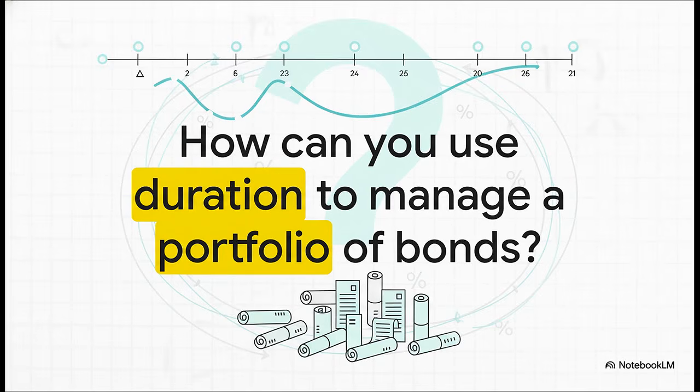So you see, duration isn't just some random number on a screen. It's a super practical tool for understanding risk. We've seen how it works for one single bond, which leaves us with a bigger, more interesting question to chew on. How would you take this exact same logic and apply it to manage the risk of an entire portfolio full of bonds?